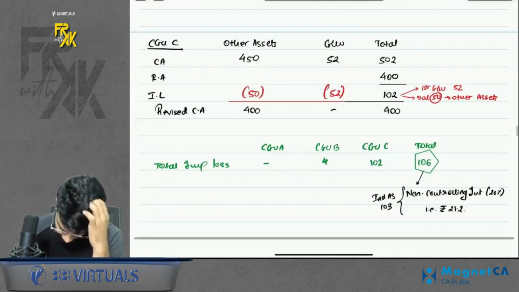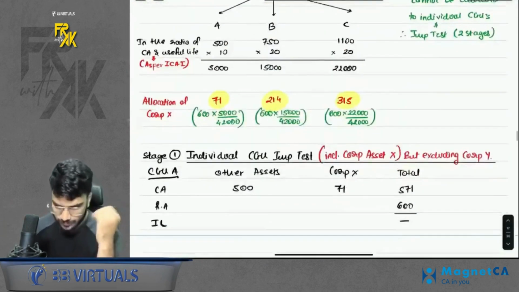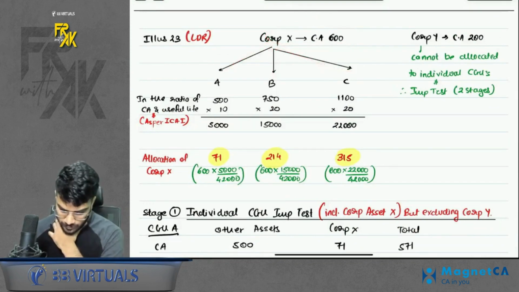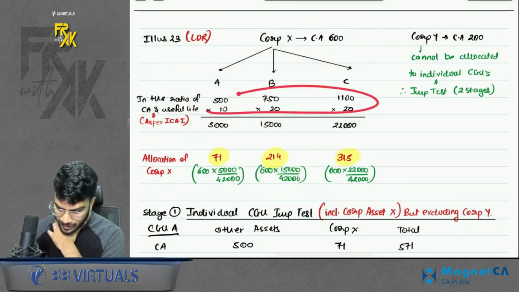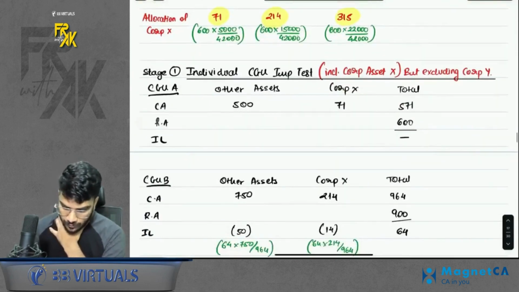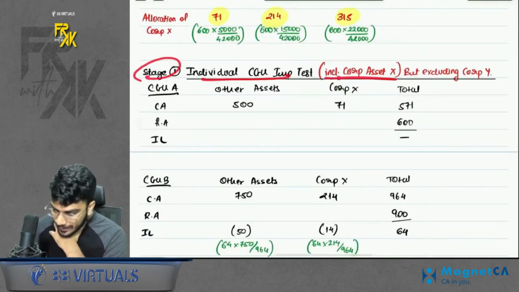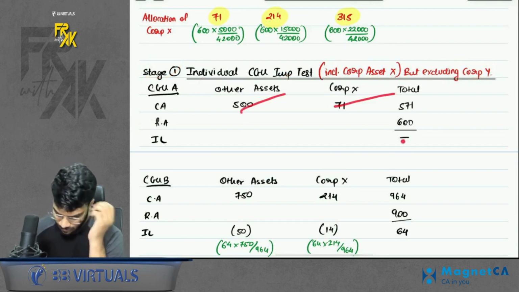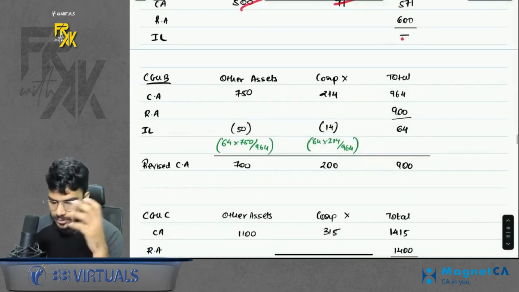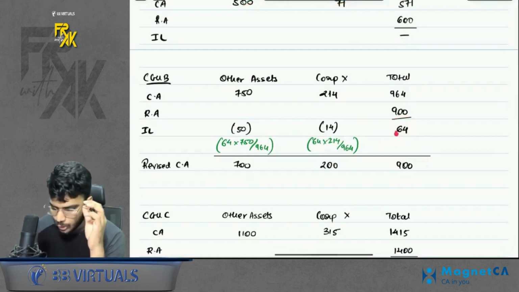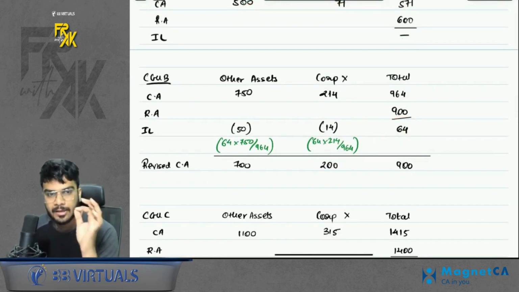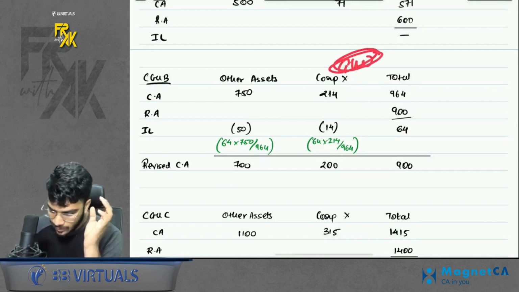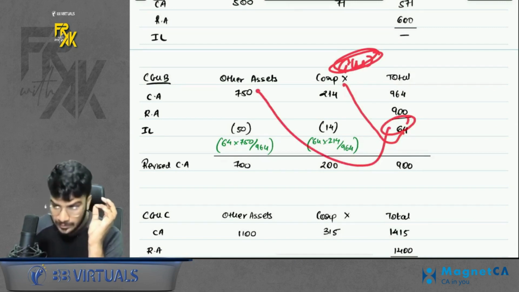So how do we do it? See, it is very simple. Here is my illustration number 23. See, I allocated X between A, B and C in the ratio as we discussed. Then we did the stage 1 individual test including X but excluding Y. Why are we including X? Because it can be allocated, right? So we did the testing. Do remember, if you get any loss, do not allocate the whole loss to only the corporate asset. Here it is not goodwill, right? So whatever loss you get, you will allocate between the corporate asset as well as the other assets.